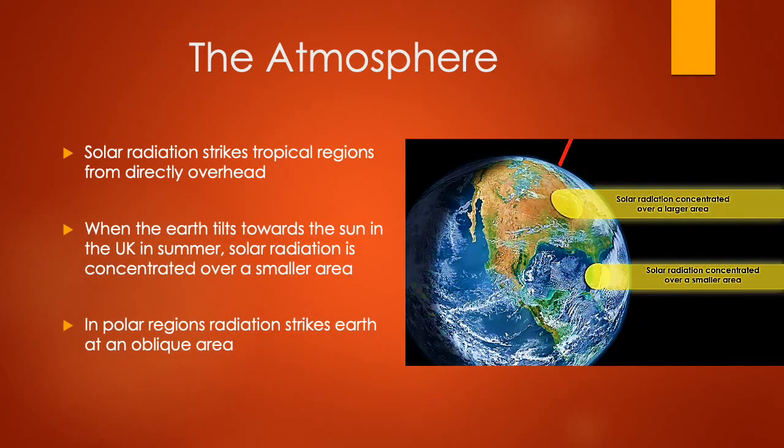Now, depending on geographically where you are in the world, this solar radiation strikes at different angles. So if we're over tropical regions, it's going to strike directly overhead. But as we know, the Earth is on a tilt. So that means that because the Earth is tilted, the solar radiation hits the Earth at an angle, so it's a more concentrated area of where this solar radiation is emitted, and therefore smaller.